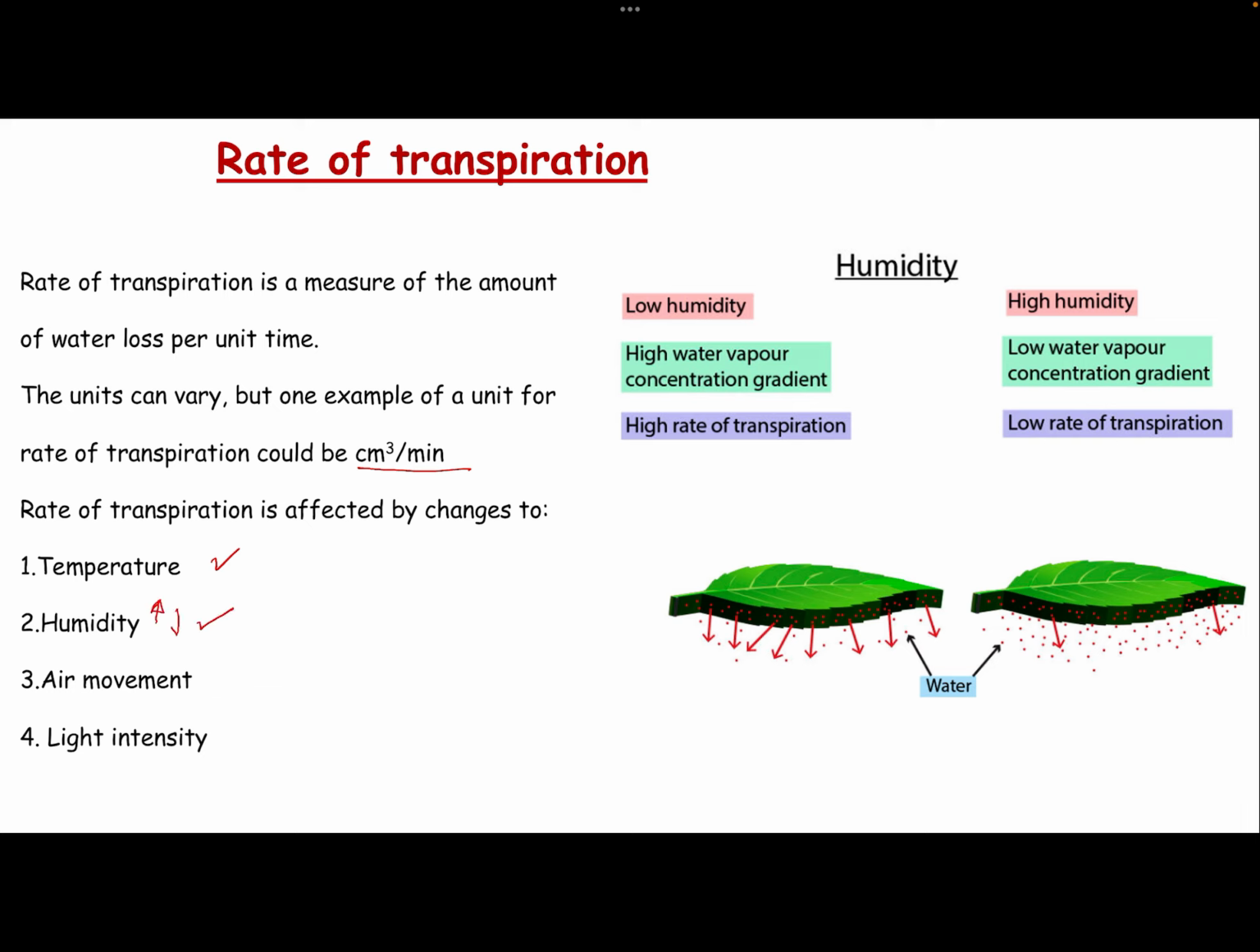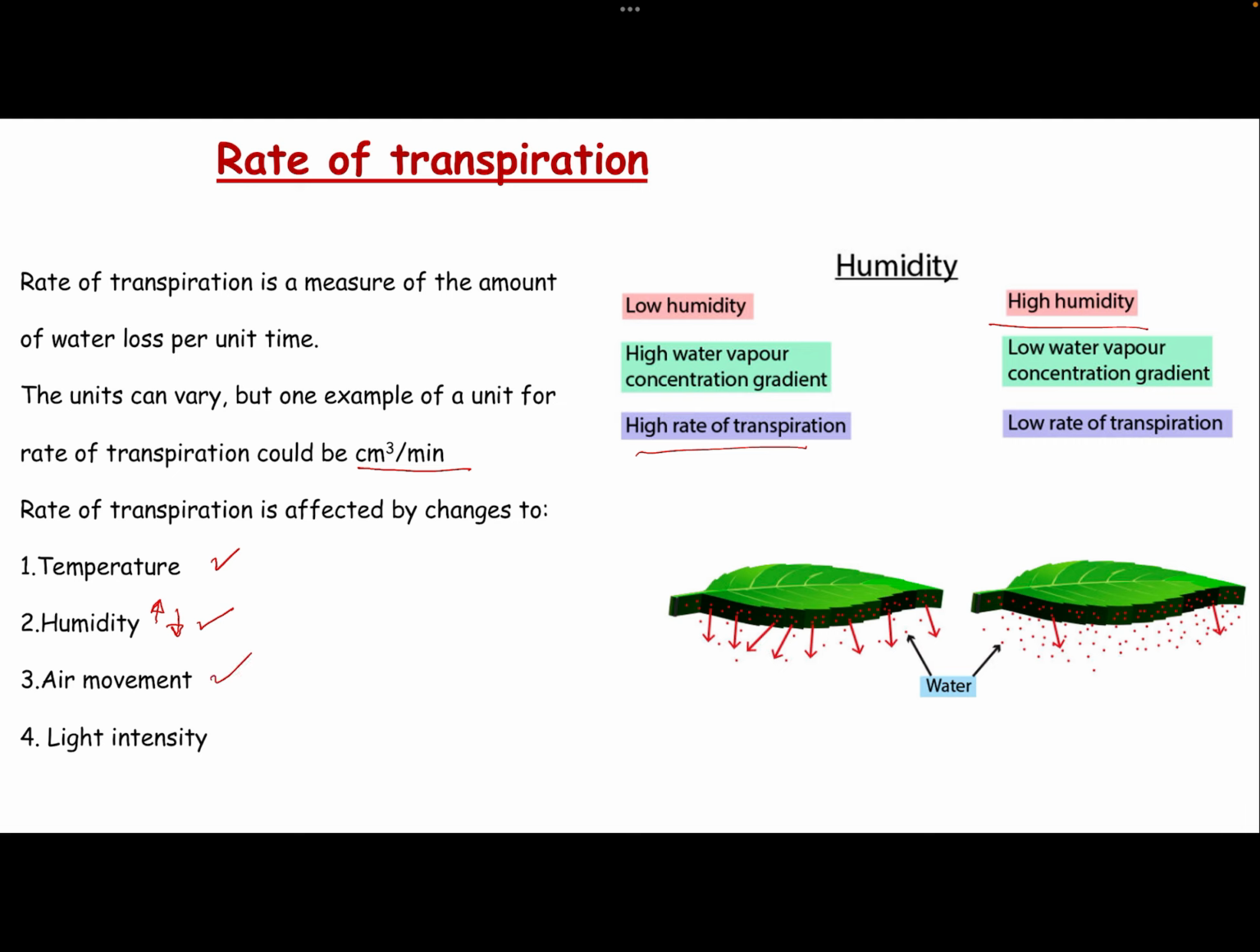Humidity, so you can have high humidity and you can have low humidity. So over here, it says when you have low humidity, high water vapor concentration gradient. So that means if you have less water in the surroundings, you'd have more water lost from the plant. So you would end up with high rate of transpiration to the surroundings. When you have high humidity, on the other hand, low water vapor concentration gradient, as a result, you'd have low rate of transpiration, so less water loss from the plant.